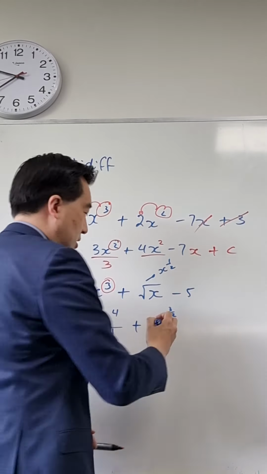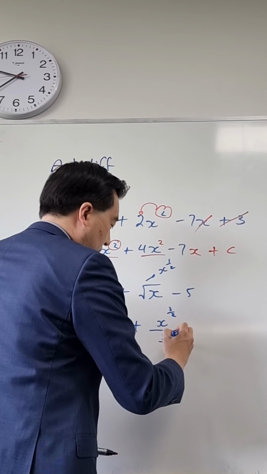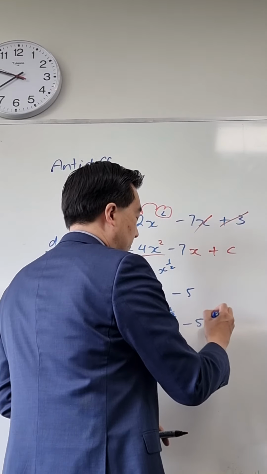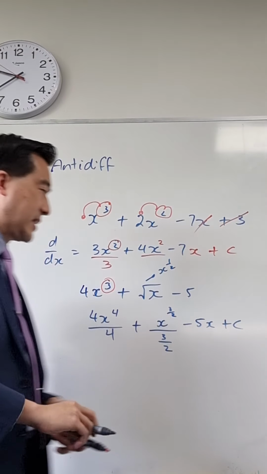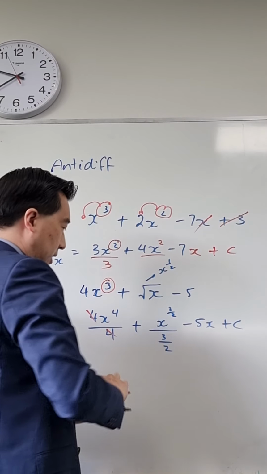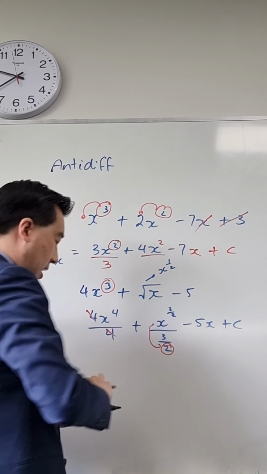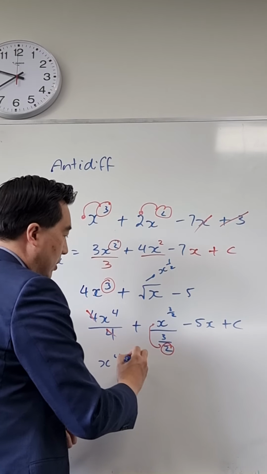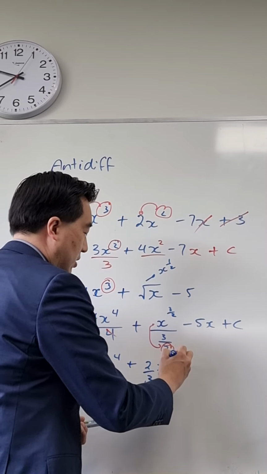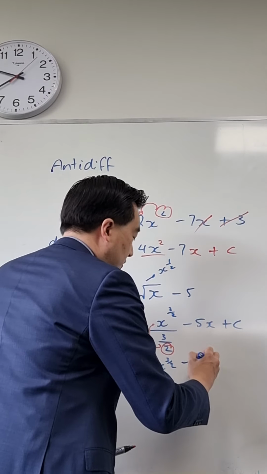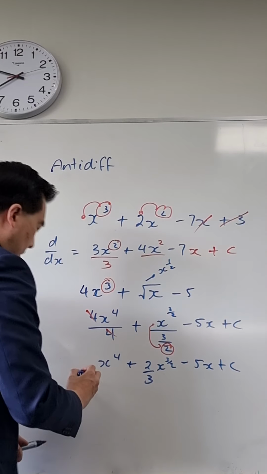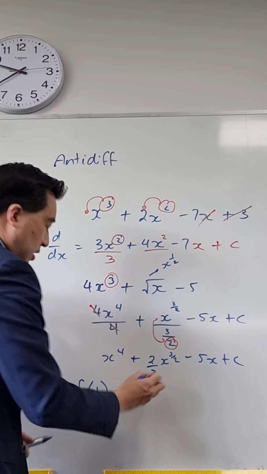Careful when you're dividing by fractions, that's divided by 3 on 2, so the 2 actually goes up to the top. This one you just tack on the x to it, and then of course you must have that plus c. To simplify that, these two cancel. Like I said, bring the 2 up to the top, and then that's it. So you have x to the 4 plus 2 over 3, x to the 3 on 2. You would not change that to a third, just leave it like that. Minus 5x plus c.